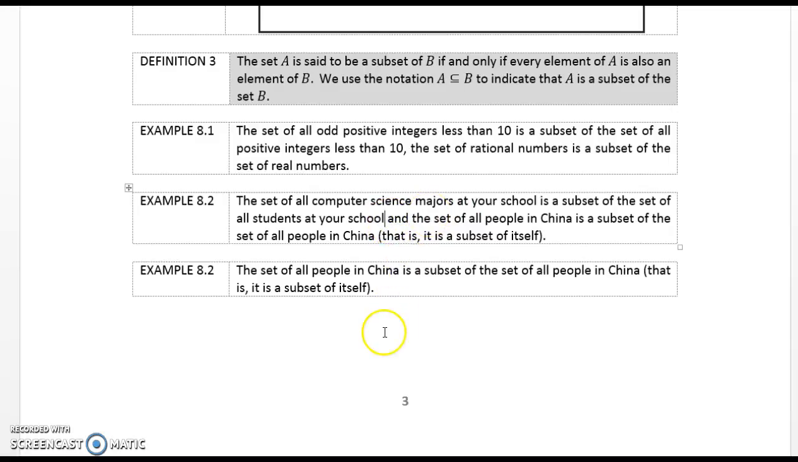Example 8.2. The set of all computer science majors at your school is a subset of the set of all students at your school, and the set of all people in China is a subset of the set of all people. Example 8.3. Every set is a subset of itself. That is, A ⊆ A.